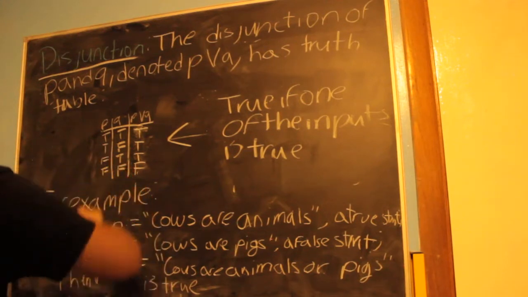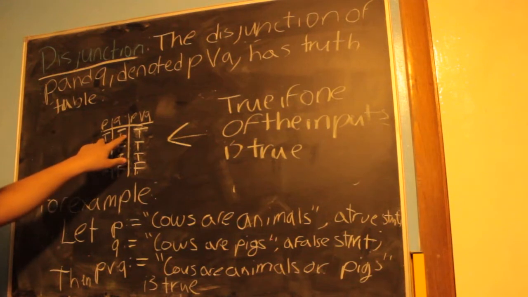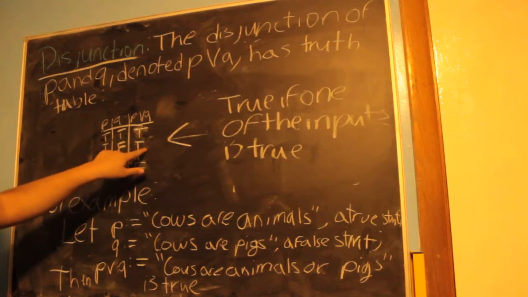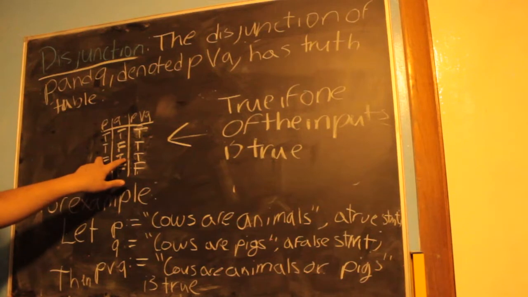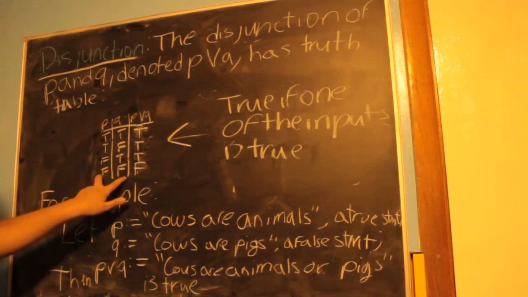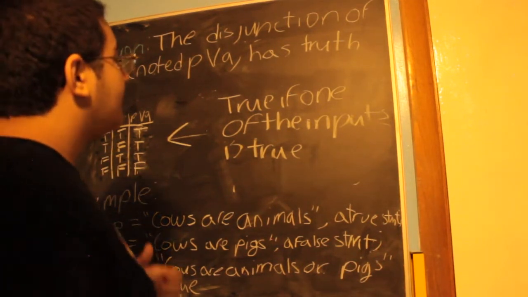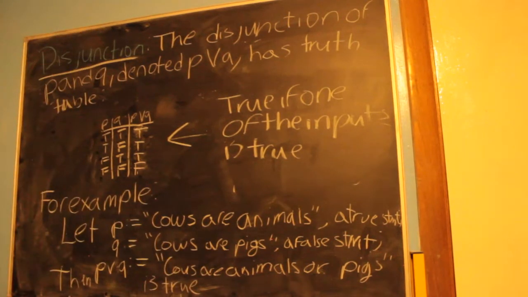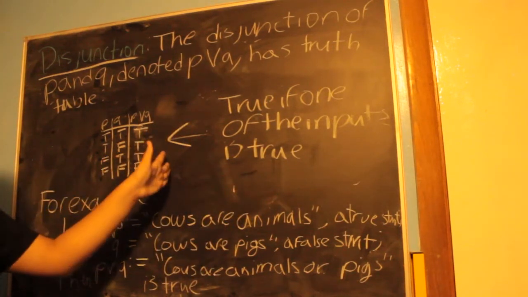It has truth table. If both of them are true, P or Q is true. If one of them is true, P or Q is true. If Q is true and P is false, P or Q is true. Only if they're both false is P or Q false. So we can aptly describe it as true if one of the inputs is true. And I'm defining it by its truth table here, not by words.